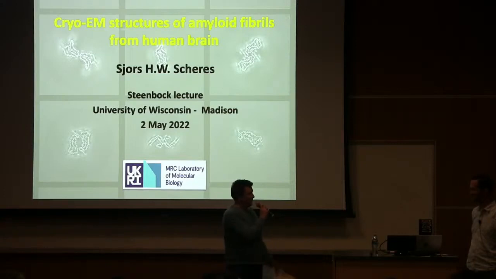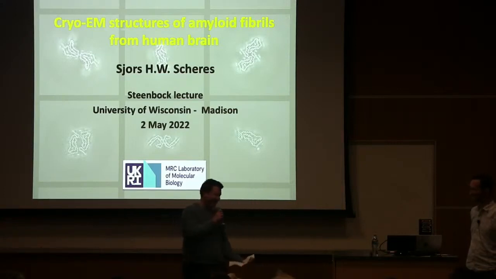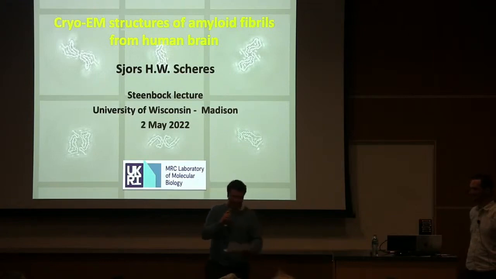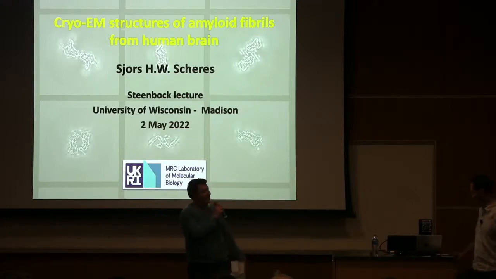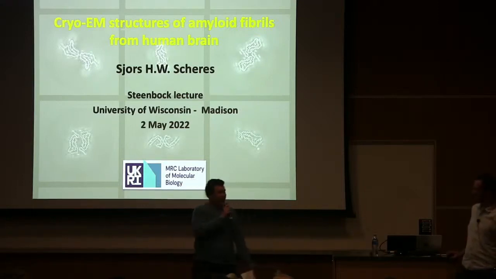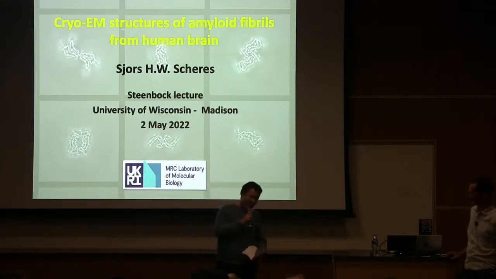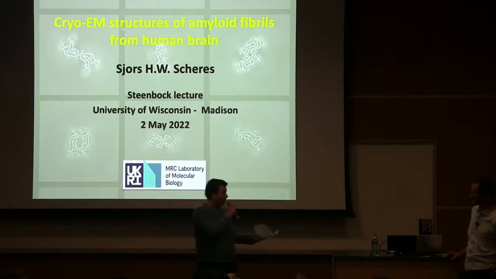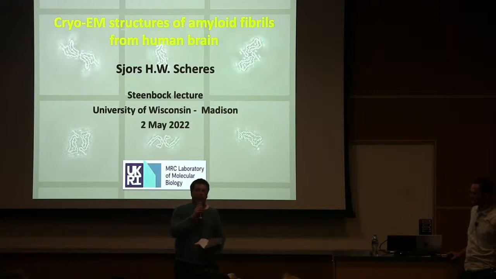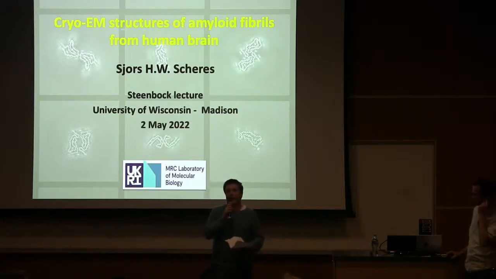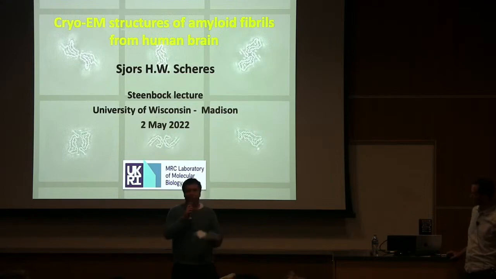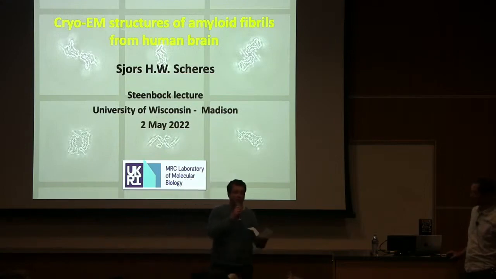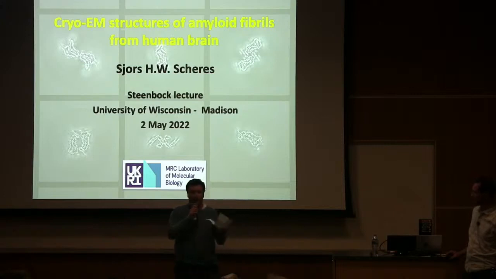I apologize for my Dutch pronunciation here. Sjores did his PhD in Utrecht with Piet Gros, in X-ray crystallography, actually, right? And then I guess he saw the light and moved to Jose Maria Carazo's lab in Spain to study cryo-EM and develop algorithms for cryo-EM. And in 2010, he was made a group leader at the MRC LMB in Cambridge, the premier molecular biology research institute in the UK. And really, he's been at the forefront of the field for all those years.